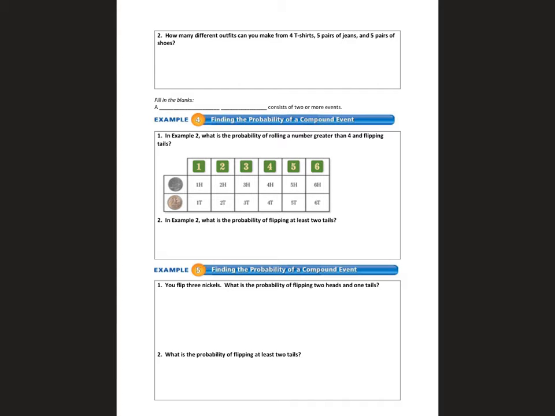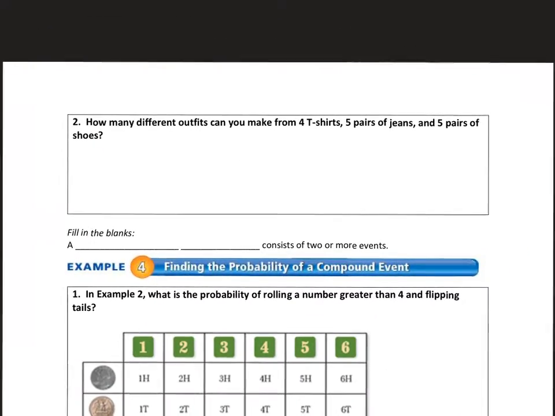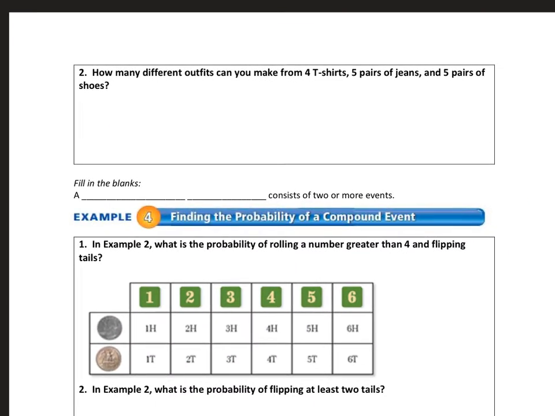Hello! Today's lesson will cover the second half of 10.4, but first we have a warm-up question where we are going to look at the fundamental counting principle once again. So it says, how many different outfits can you make from 4 t-shirts, 5 pairs of jeans, and 5 pairs of shoes? Remember that all you have to do to find the number of options is multiply each event number of options together. So 5 times 4 times another 5.